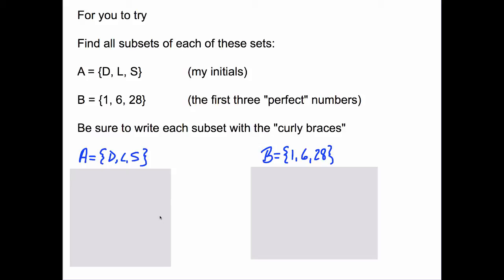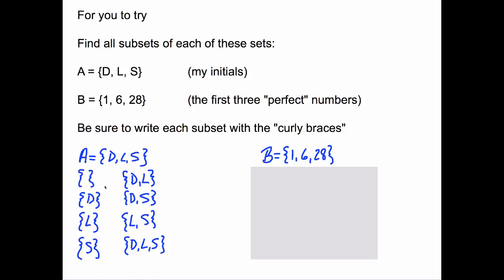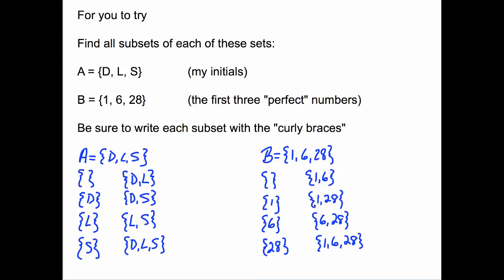Okay, for the set A, which is D, L, and S, the subsets are the empty set, D, L, S, DL, DS, LS, and DLS. For the set 1, 6, and 28, the subsets are the empty set, 1, 6, 28, 1 6, 1 28, 6 28, and 1 6 28.